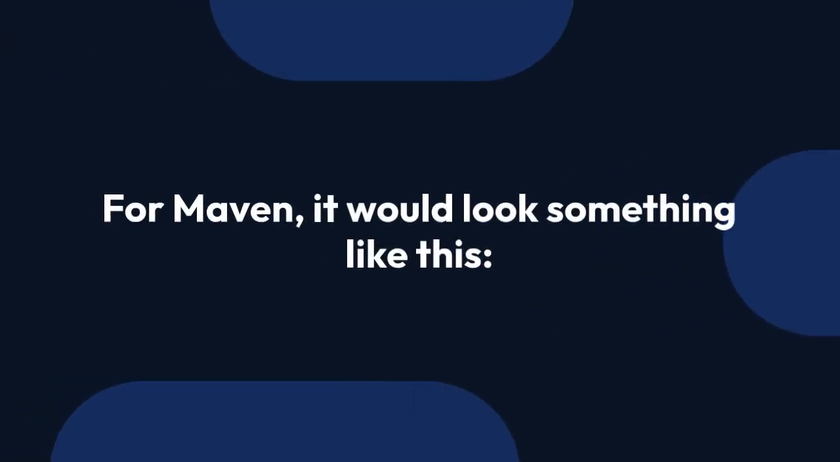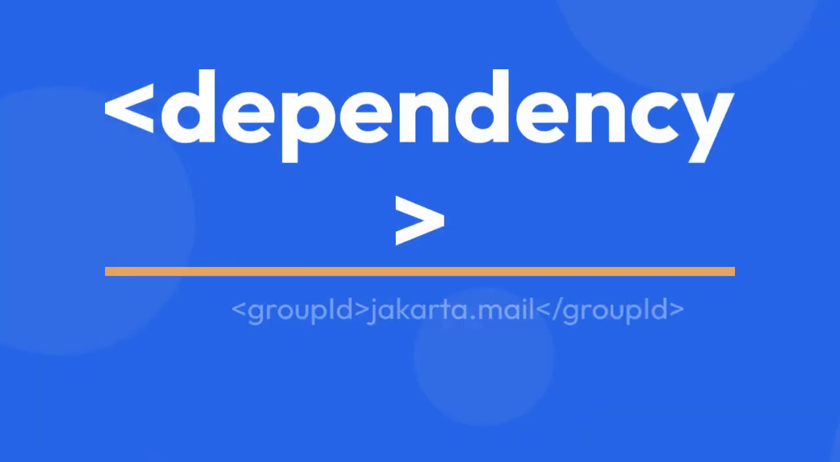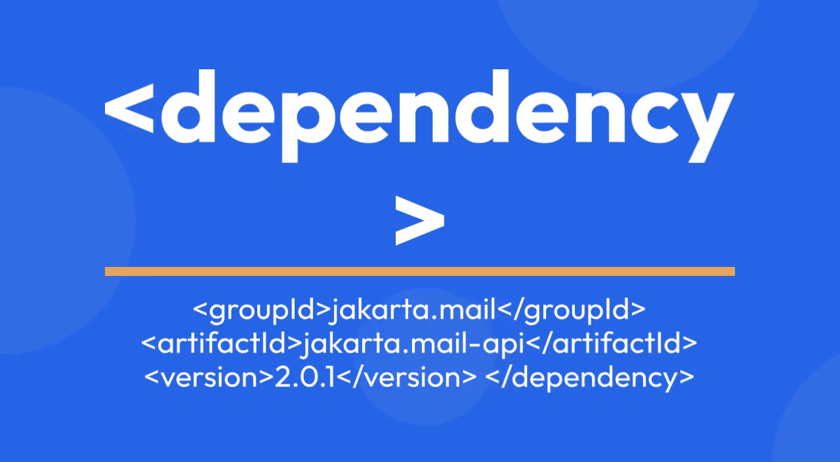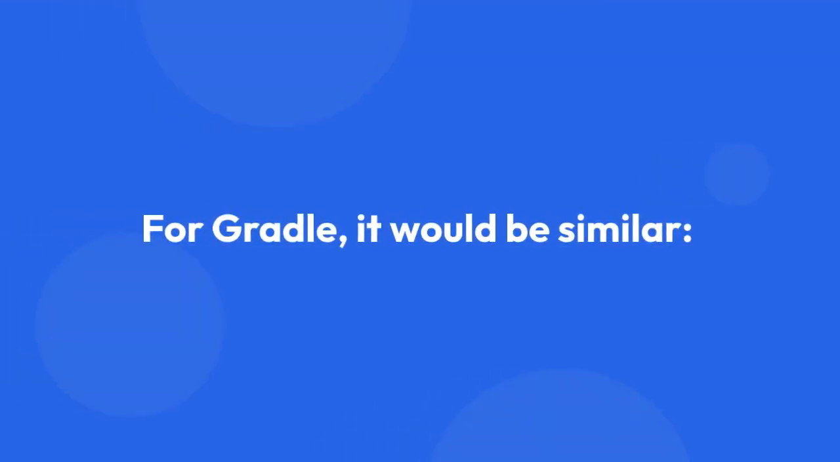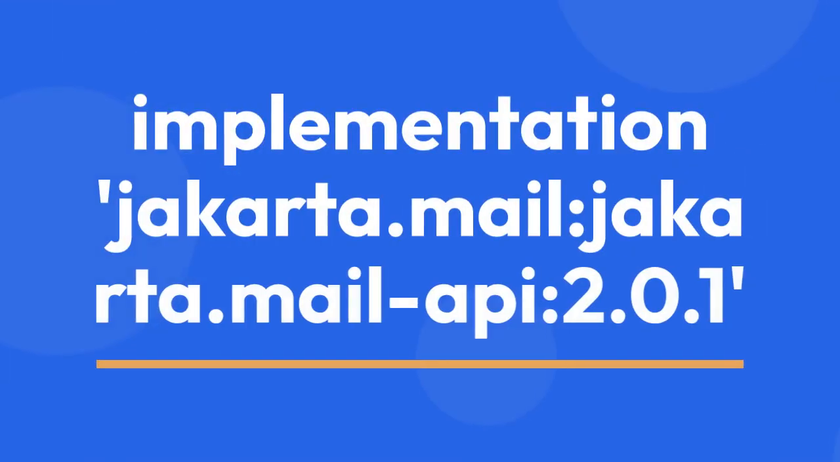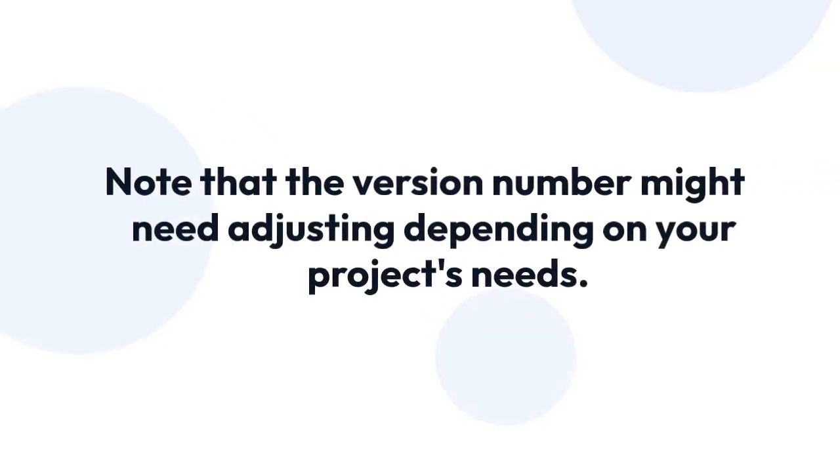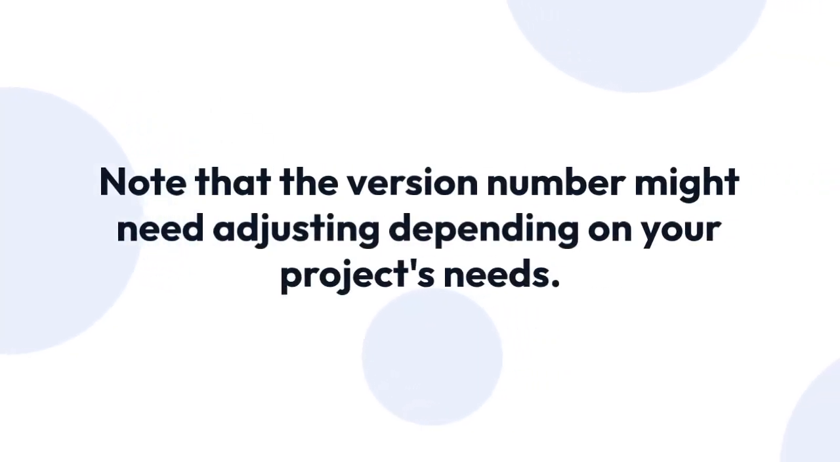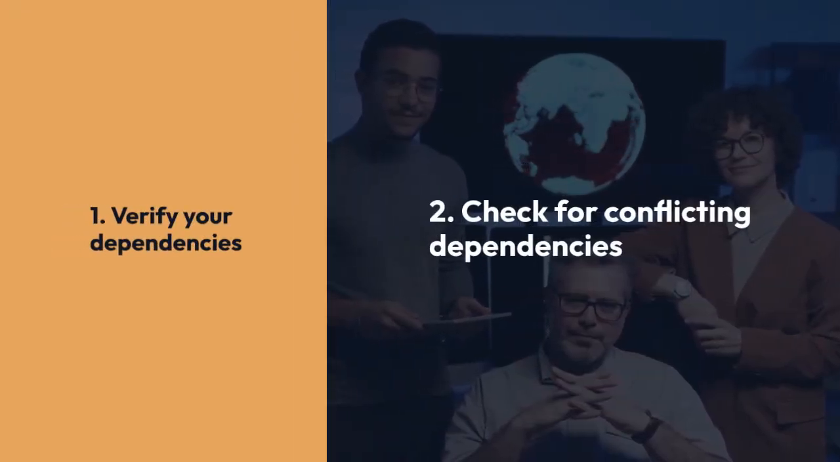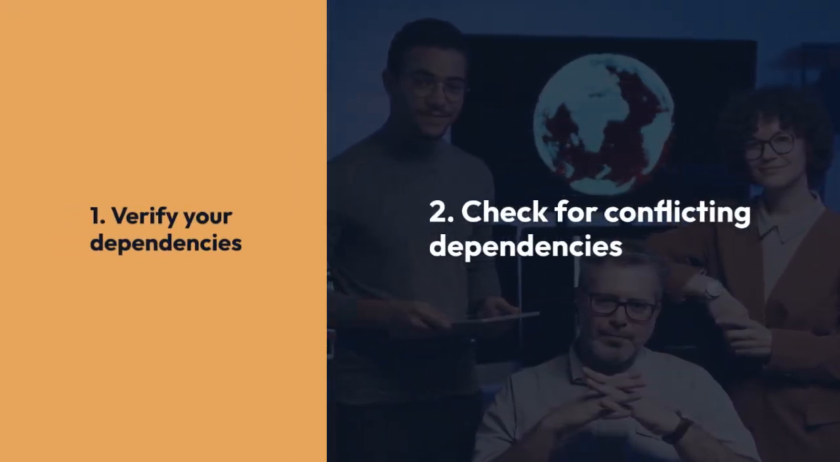For Maven, it would look something like this. Dependency, group ID jakarta.mail, group ID, artifact ID jakarta.mail-api, artifact ID, version 2.0.1, version, dependency. For Gradle, it would be similar. Implementation jakarta.mail:jakarta.mail-api:2.0.1. Note that the version number might need adjusting depending on your project's needs. Make sure there aren't any conflicting dependencies that might be pulling in an older version of Java Mail.